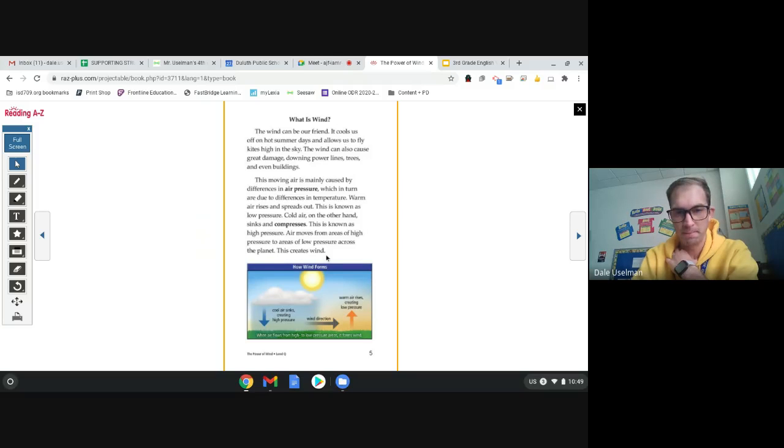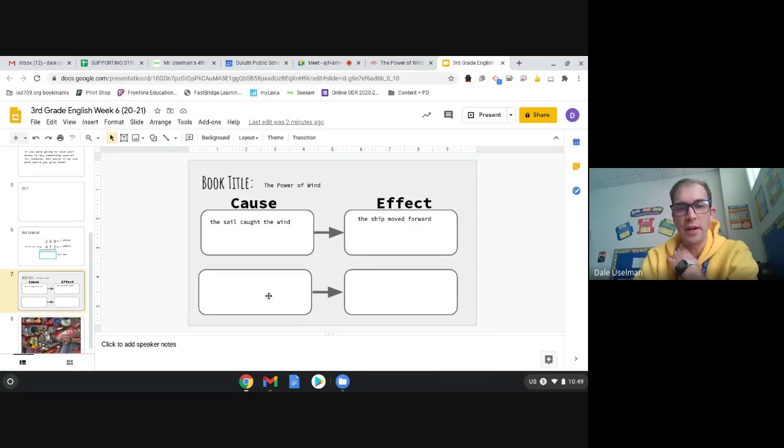This creates wind. All right, so I see in the diagram here that cool air sinks, creating high pressure, and warm air rises, which creates low pressure. And air moves from an area of high pressure to an area of low pressure. So this creates wind direction. It creates wind. That is a cause and effect relationship, right? That air moves from an area of high pressure to an area of low pressure, and that causes wind. So there's another cause and effect relationship.